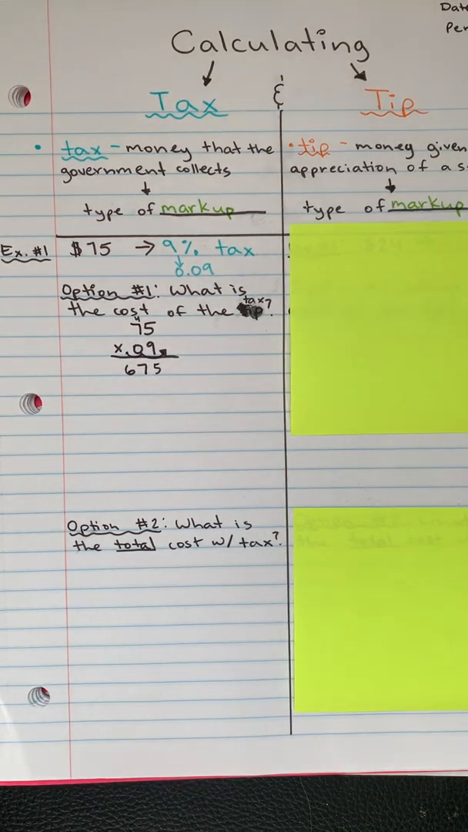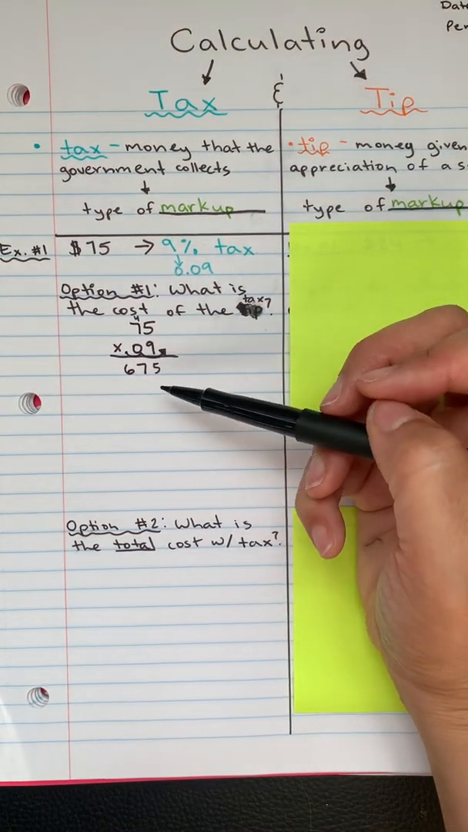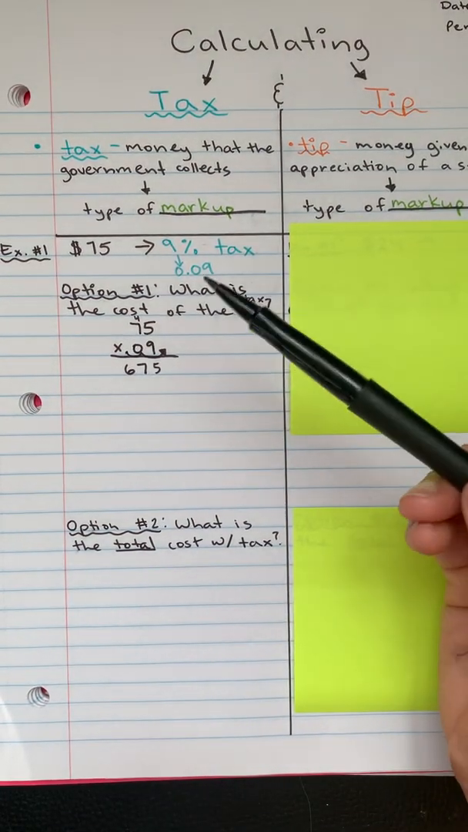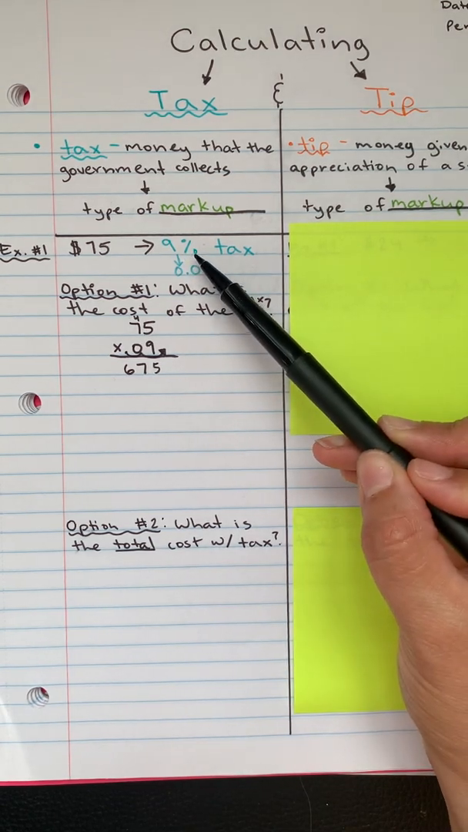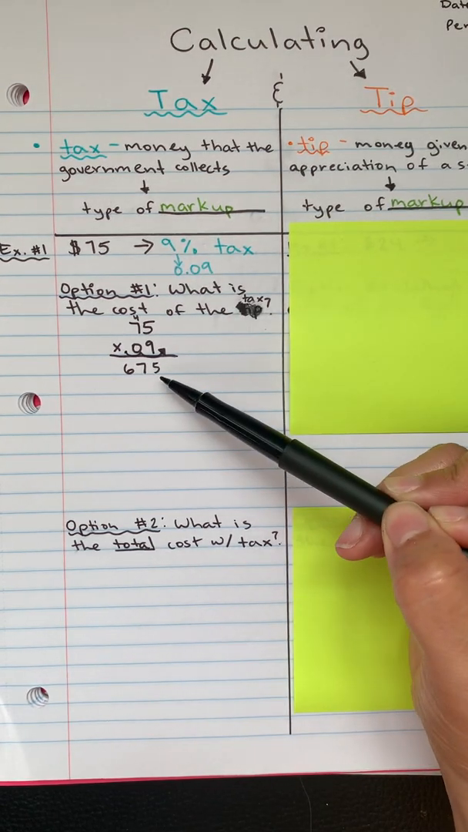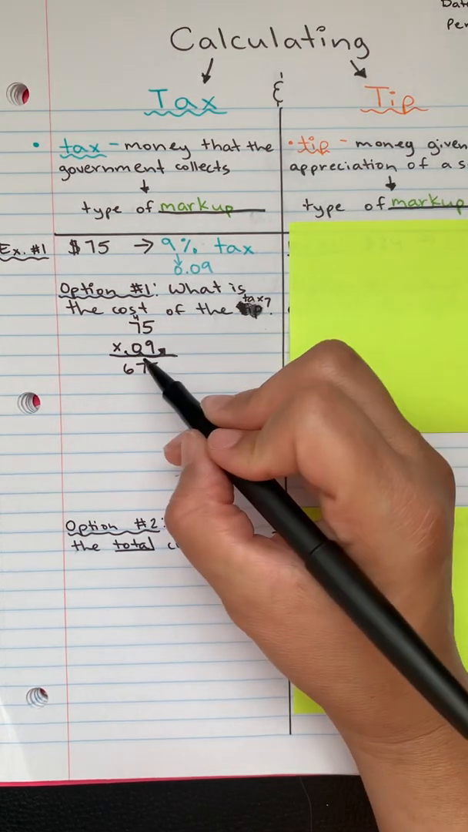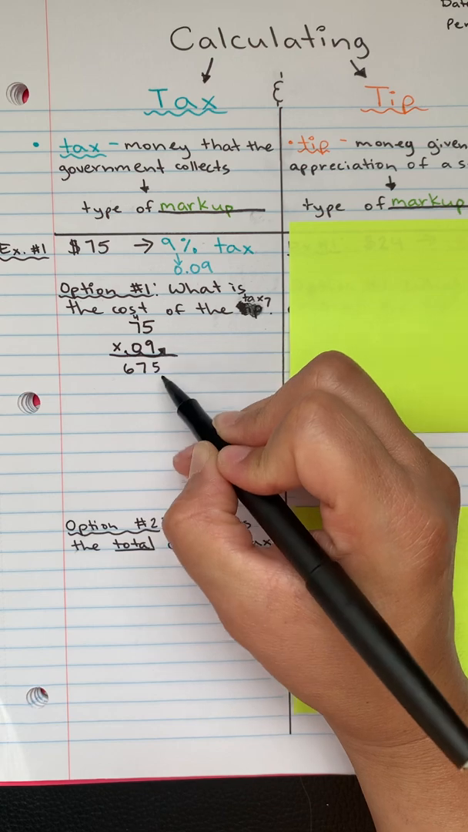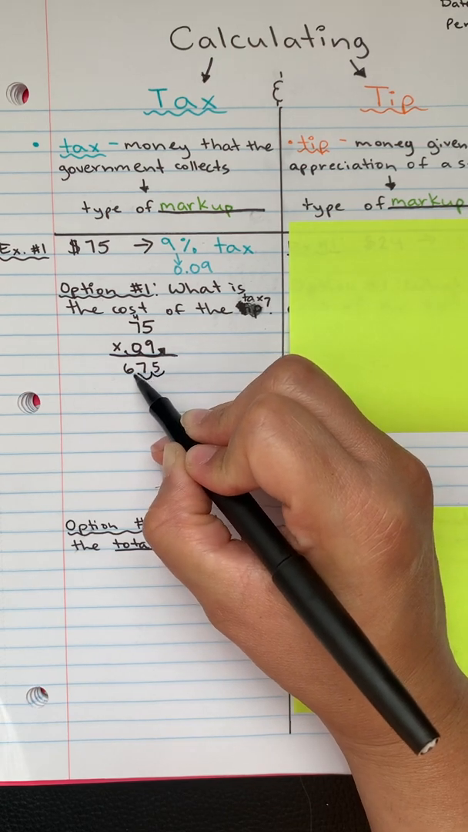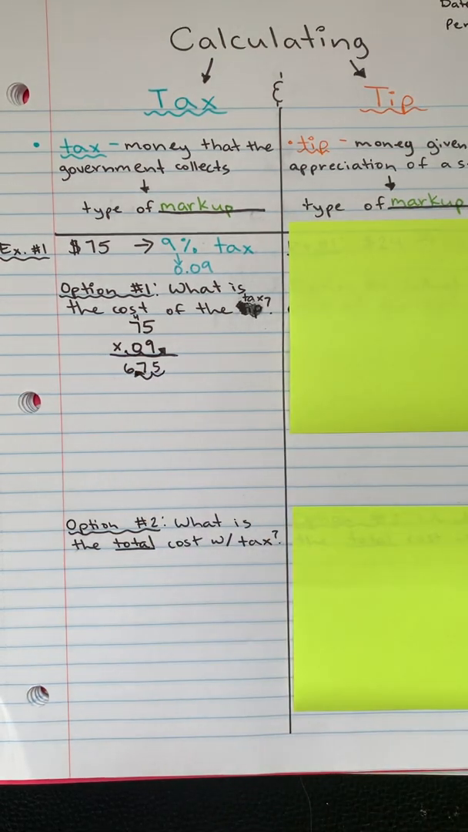Okay. Now my answer is not 675. That does not make any sense. There is no way a 9% tax could be $675. So don't forget to go back and adjust your powers of 10. So I move this over 2 powers of 10. In the end, I'm gonna go over and put the decimal back in the correct location.